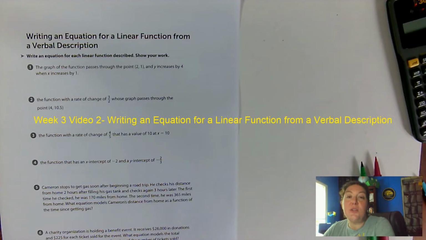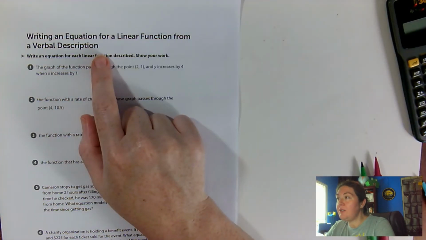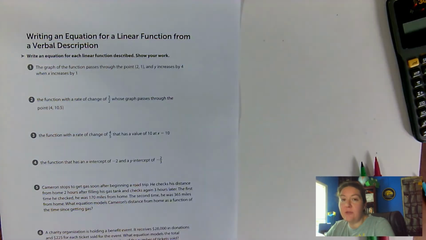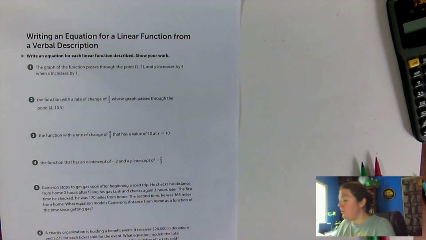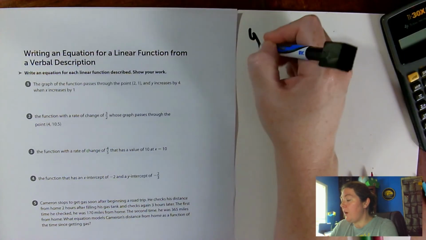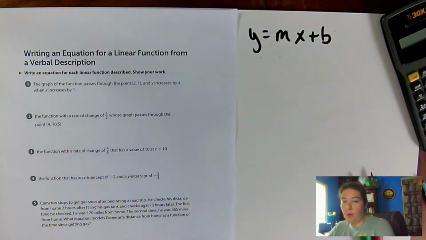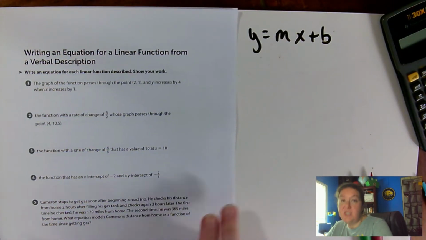I'm going to give you fair warning on this one. This one's hard. This one is very hard. We're looking at writing an equation for a linear function from a verbal description. We're taking word problems and we're making equations. So we are making the equation that we've been working with, y equals mx plus b, from a word problem. Some of these are going to get a little sticky.